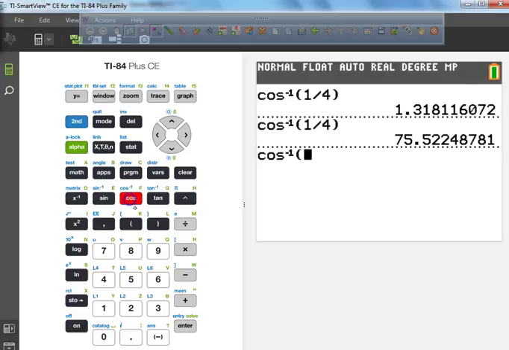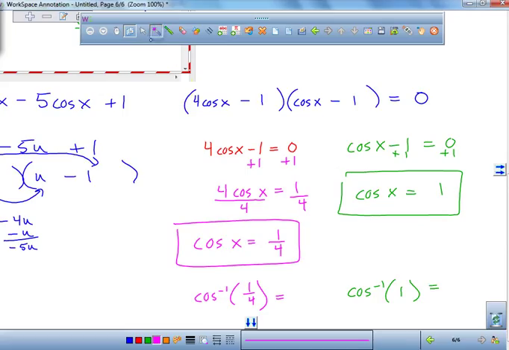About a 75-degree angle, 76-degree angle. And what's the inverse cosine of 1 always equal to? By the way, look at your answer for problem number 1. It's 0. Okay, so this right here was approximately equal to 75.5 degrees, and this one was equal to 0 degrees.